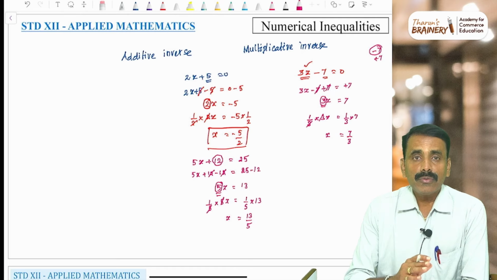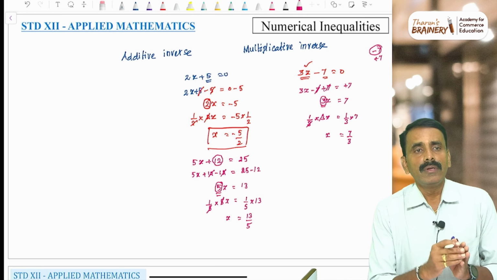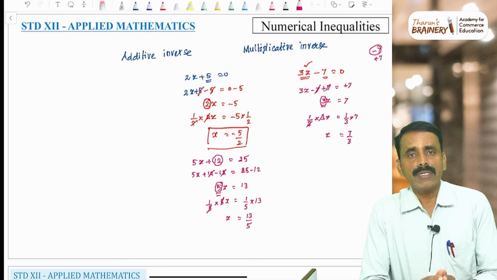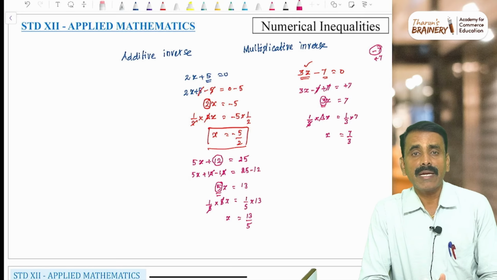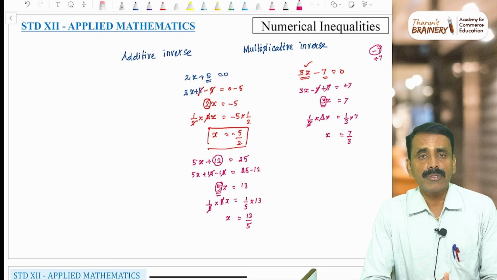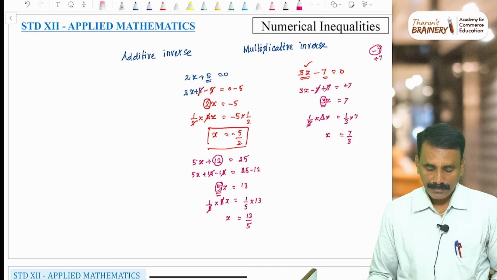So, this is how we are going to find the solution in inequalities also. Okay, this is the process we will be using, the additive inverse and the multiplicative inverse. Suppose I want to remove a term which has a plus symbol, plus 5, plus 10, then I have to add the additive inverse, minus 5 and minus 10. Suppose it is in multiplication, we must take the multiplicative inverse. Okay.